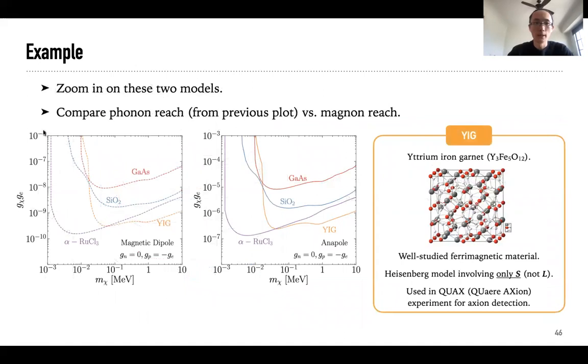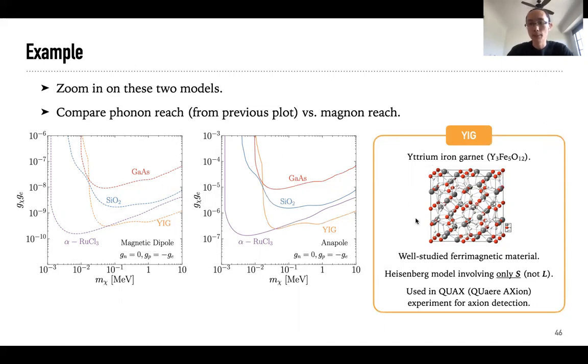So on this slide, we zoom in onto the magnetic dipole and anapole models. The gallium arsenide and quartz curves are the same as what you saw before. These are from phonon excitations. The other curves are from magnon excitations. So YIG is yttrium iron garnet, which is perhaps the best studied ferromagnetic material.